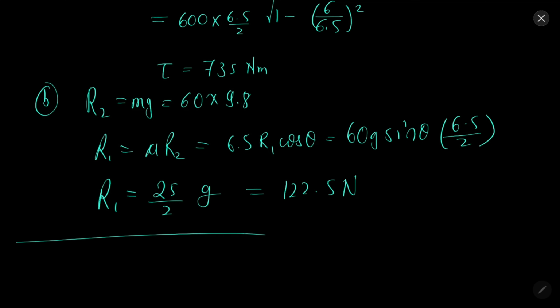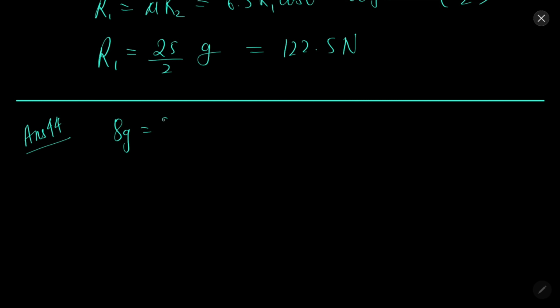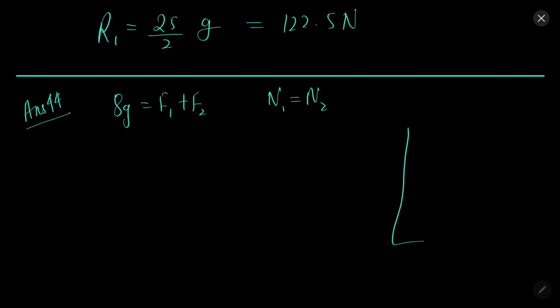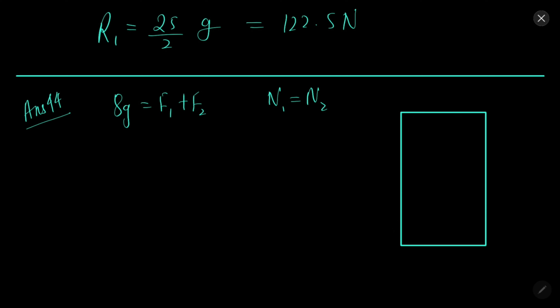Solution 44. So according to this question, 8g is equal to F1 plus F2, and N1 is equal to N2, the normal forces. They are equal. Let me draw this also. So normal force N1, F1 force, F2 force, N2 force, resultant.